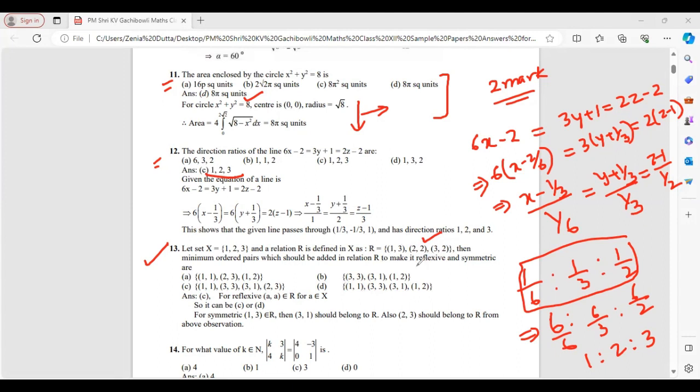Now see, if I have to make it reflexive and symmetric, we need to add 1, 1 also, 2, 2 and 3, 3 because otherwise it is not reflexive. So here the option given is 1, 1, 3, 3, 2, 2 is already there. So 1, 1, 3, 3 or 3, 1 and 2, 3. 2, 3 because 3, 2 is there. So we need to do 2, 3. So 3, 1 because 1, 3. So we need to do 3, 1. So that will make it reflexive and symmetric.